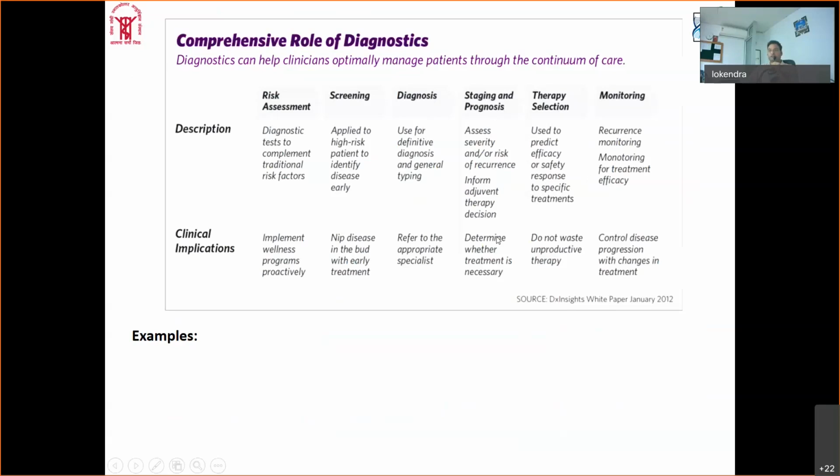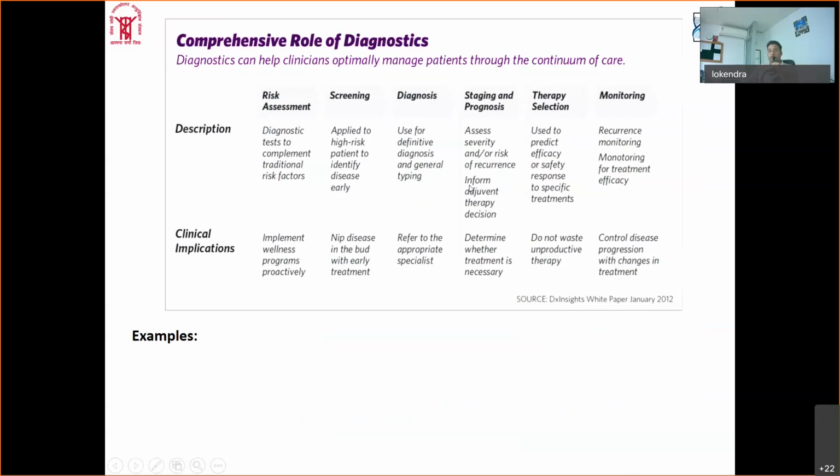So it also helps to determine what kind of therapy is required. And then again, therapy selection, and also with the help of treatment, we can monitor whether the disease is progressing or having some sort of improvement. So this is the overall general role of diagnostics.